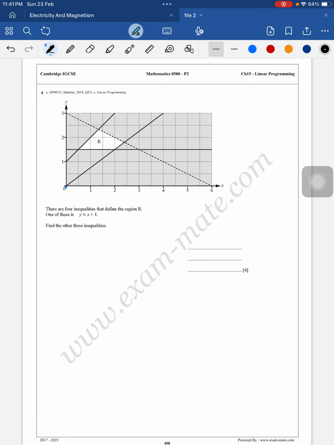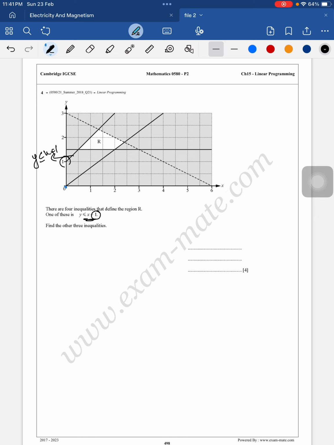There are 4 inequalities that define the region R, right? Now see another type of question. One of these is y is less than or equal to x plus 1. So first check out this line, which is this line. You see again y equals mx plus c. If I compare it with this, I'm getting y-intercept as 1. So y-intercept as 1 is this part. So this is the inequality y is less than or equal to x plus 1.